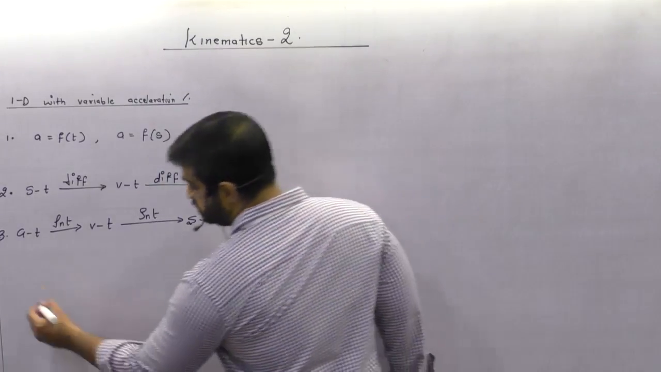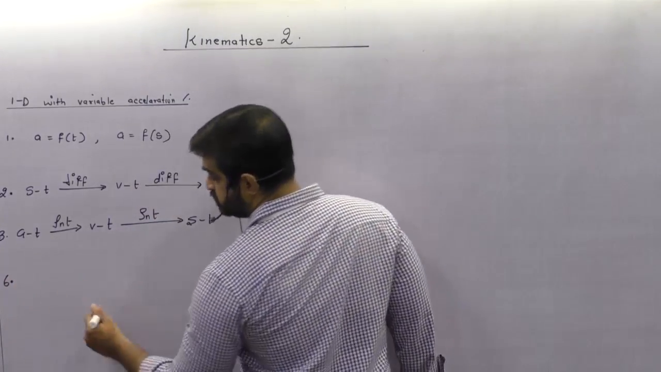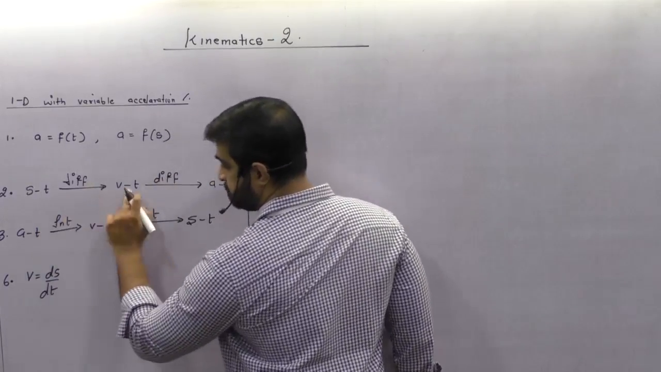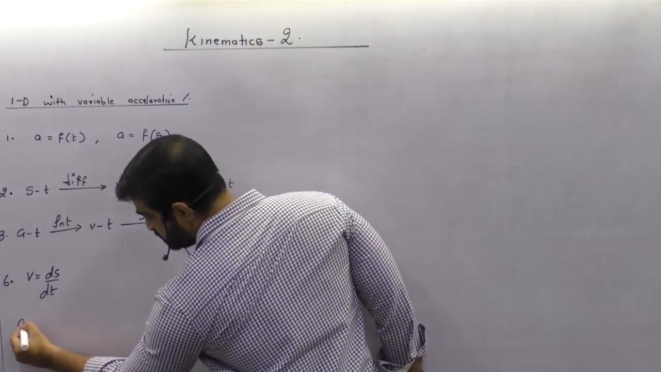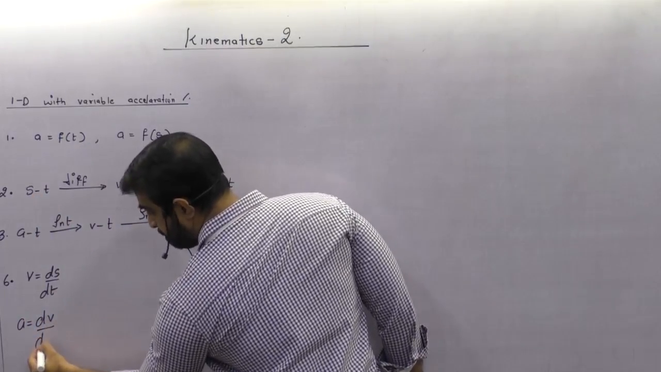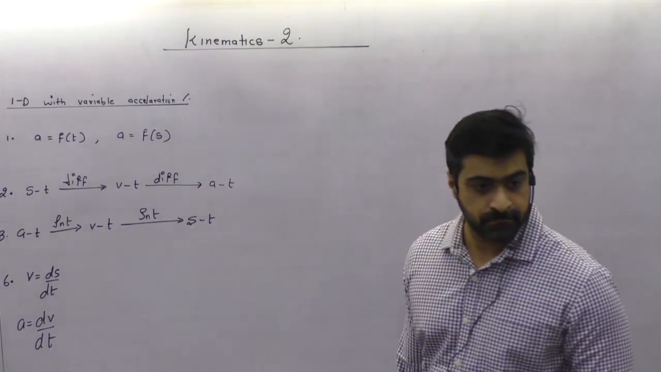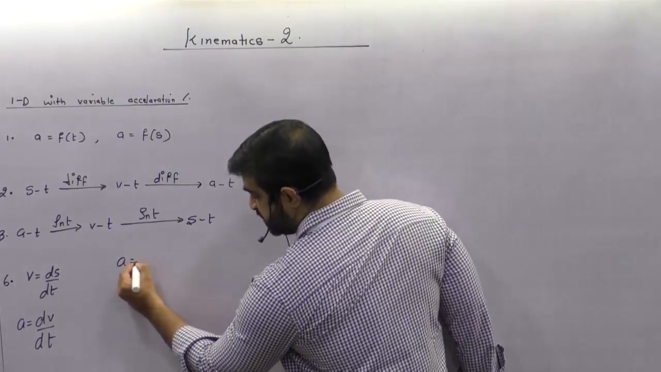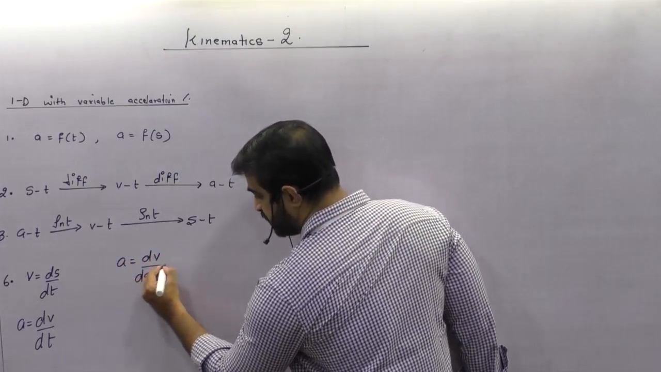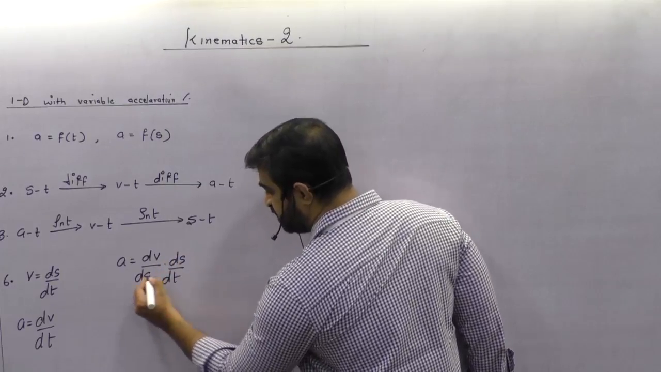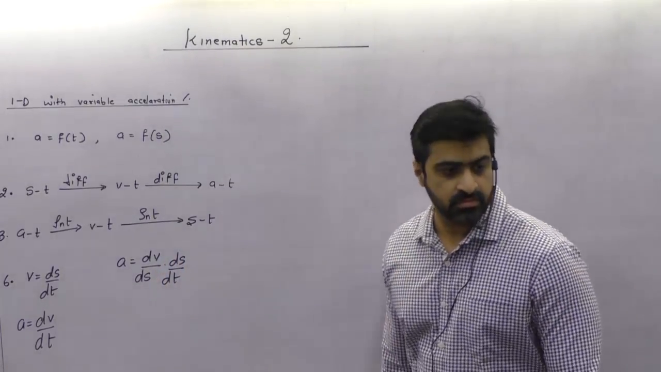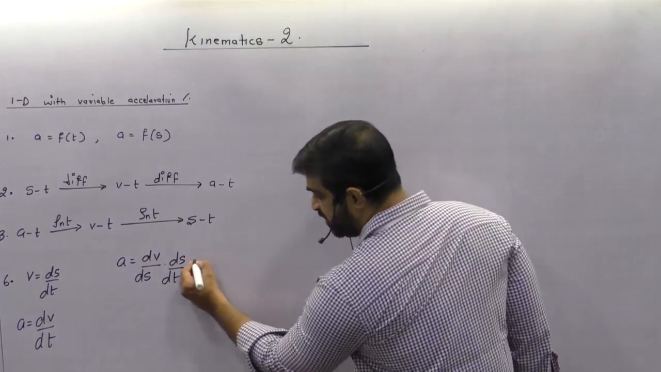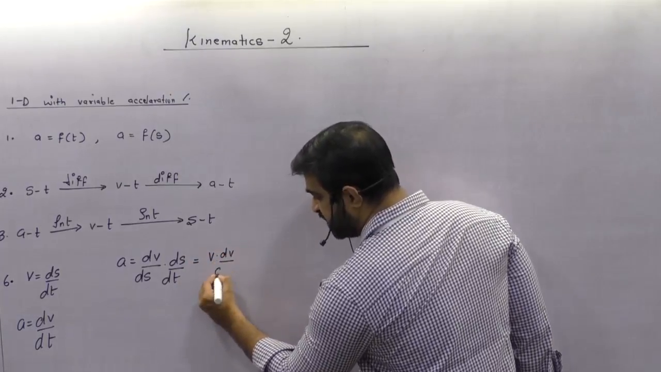The formula is, based off this, pay attention. v is ds by dt. a is dv by dt. Can I write this as a is dv by ds into ds by dt, chain rule, I multiply and divide by ds. But you know that ds by dt is v. So this could also be written as a is v dv by ds.